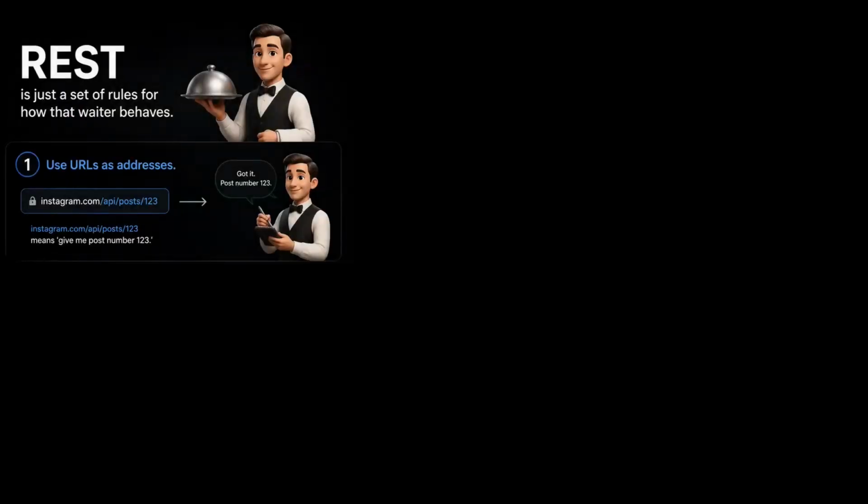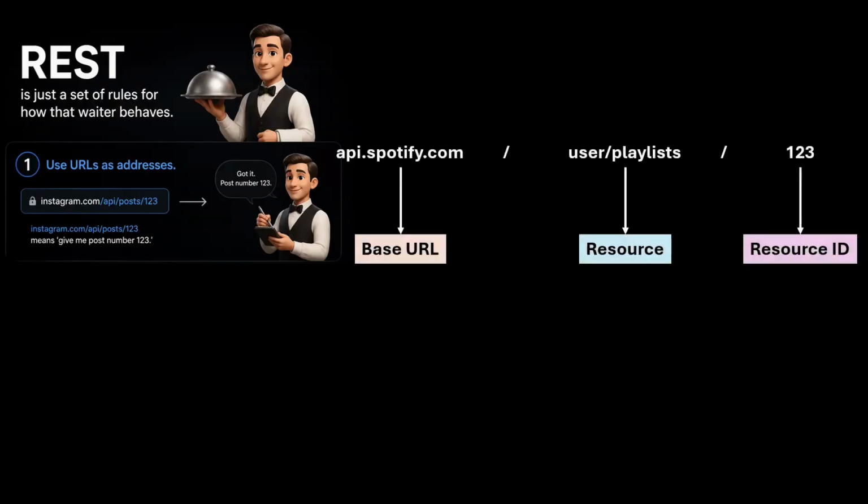REST stands for Representational State Transfer. But don't worry about the complicated name. REST is simply a set of rules that developers follow when building APIs. The first rule is that everything has an address. These addresses are called URLs. For example, a URL like slash user slash 123 represents a specific user with ID 123. Just like every house has an address, every resource in a REST API has a unique URL.